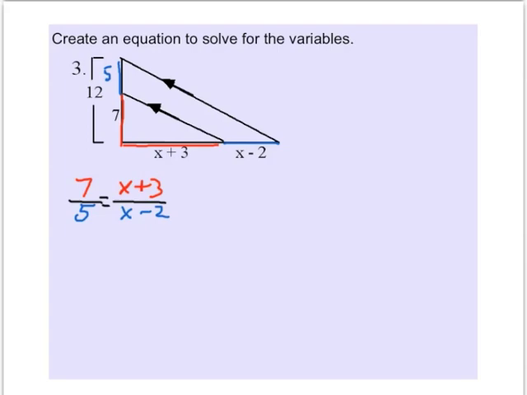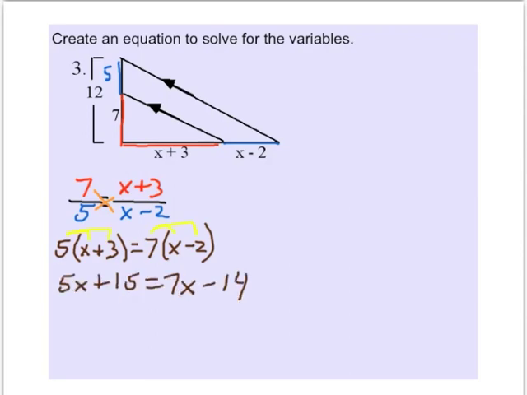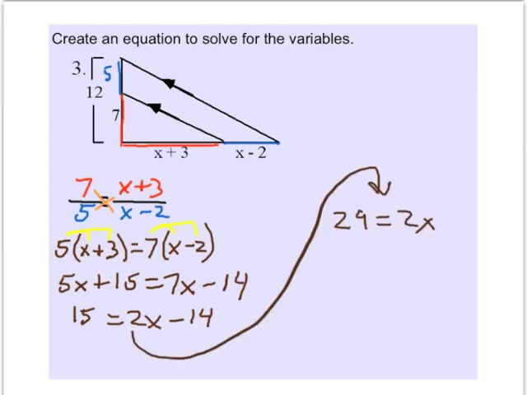So now we can set up our ratio. And then let's cross multiply to solve. 5 times the quantity x plus 3 is equal to 7 times the quantity x minus 2. Let's use the distributive property. And now we can subtract 5x from both sides. Add 14 to both sides. And so we get that x is equal to 29/2.